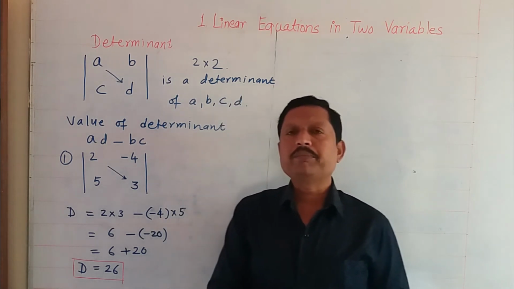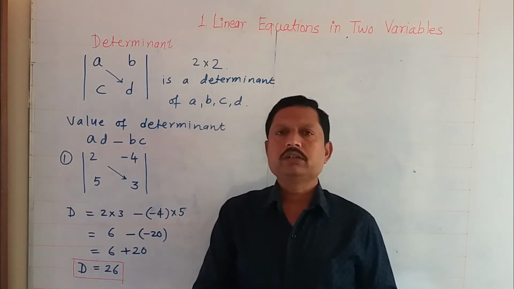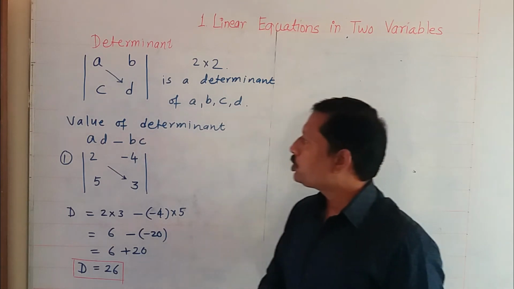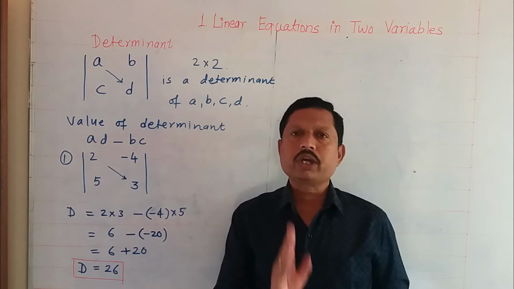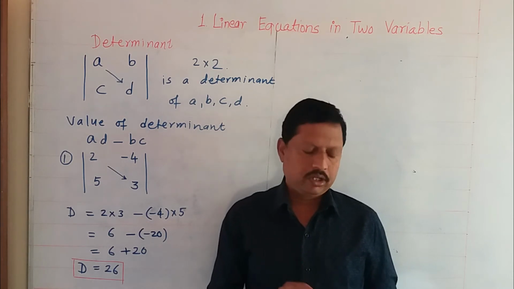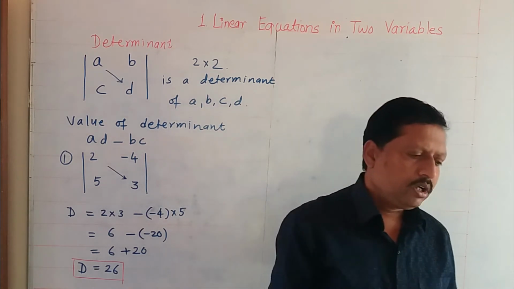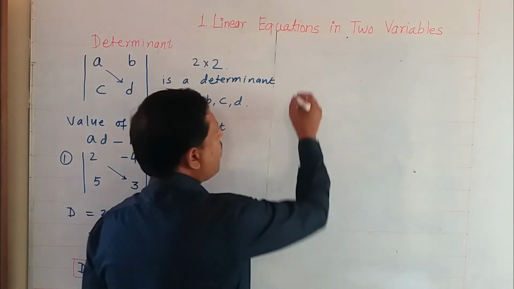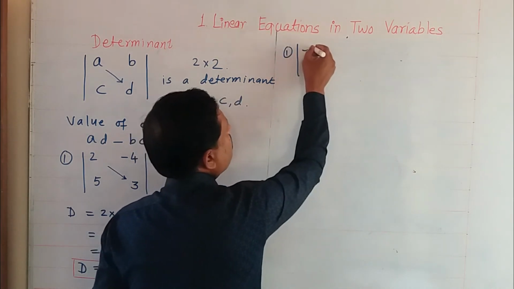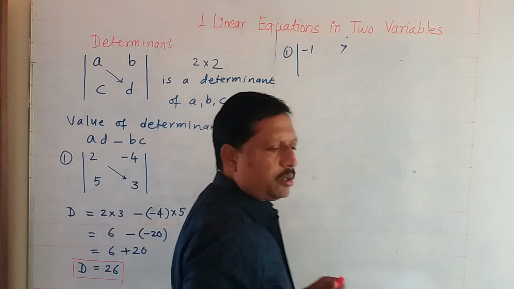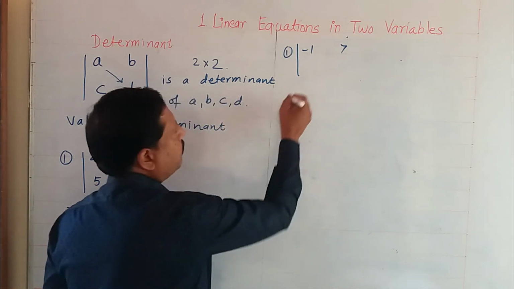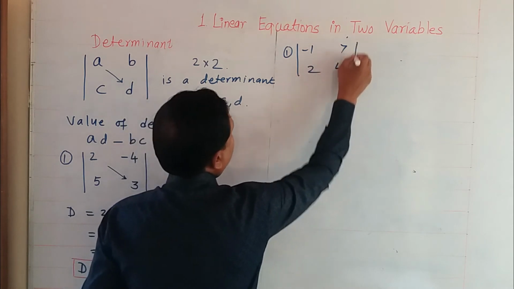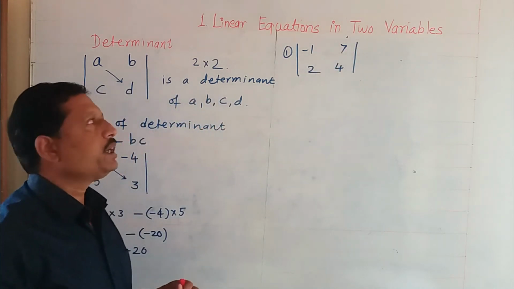In practice set 1.3 there is a question where we have to find the value of the determinant. So let us take one example from that practice set. The example is like this: minus 1, 7, then 2 and 4. We have to find the value of this determinant.